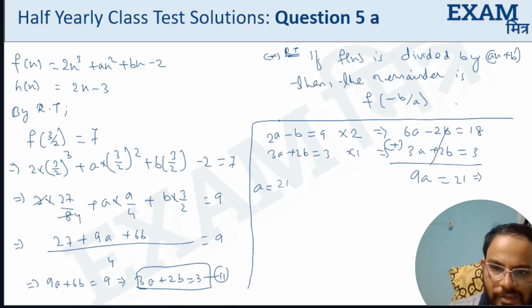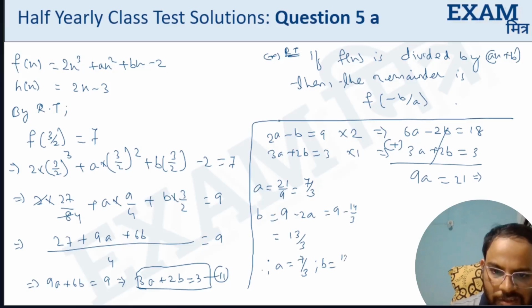A is 21 by 9, that is 7 upon 3. And what is b? To find the value of b, you can substitute the value of a in either of the equations. So b becomes 9 minus 2a, that is 9 minus 14 by 3, and 27 minus 14 is 13 by 3. So therefore a is 7 by 3 and b is 13 by 3.